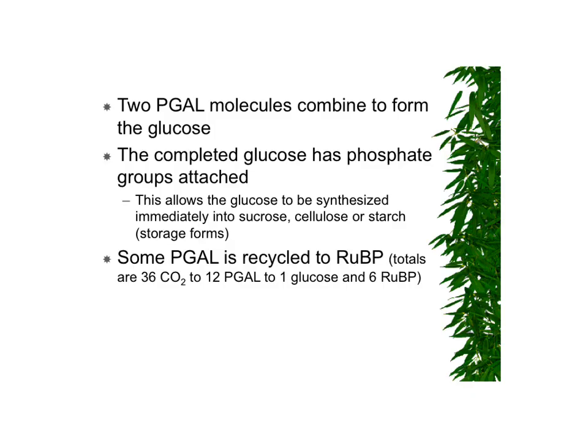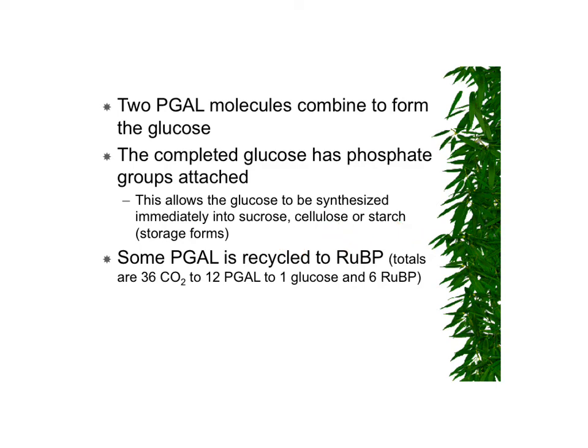These two PGAL molecules are going to combine to form the glucose. So you've got two 3-carbon molecules with attached phosphate groups, and they are going to combine to form the glucose. The completed glucose has these phosphate groups attached, and what that does is it allows the glucose to be synthesized immediately into either sucrose, cellulose, or starch.